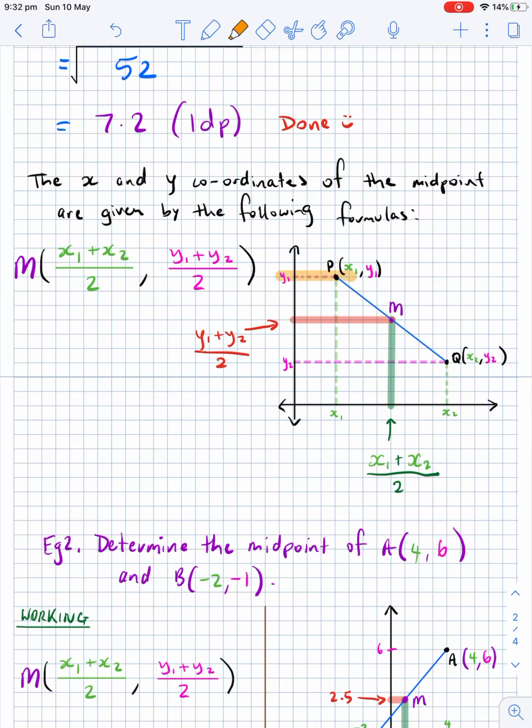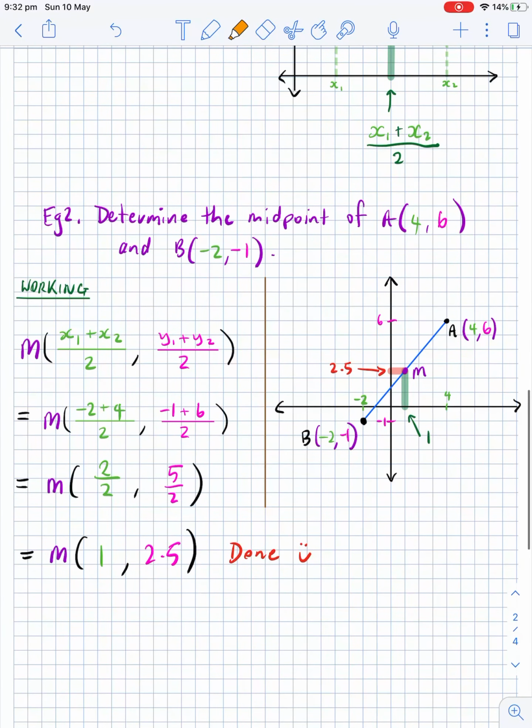And we do the same thing with our y coordinates here for P and Q. So we find the middle of y1 and y2. We add them together and then divide by 2 to find the average, find the middle, and that gives us the y coordinate for our m. So we do this and we figure out m's coordinates.